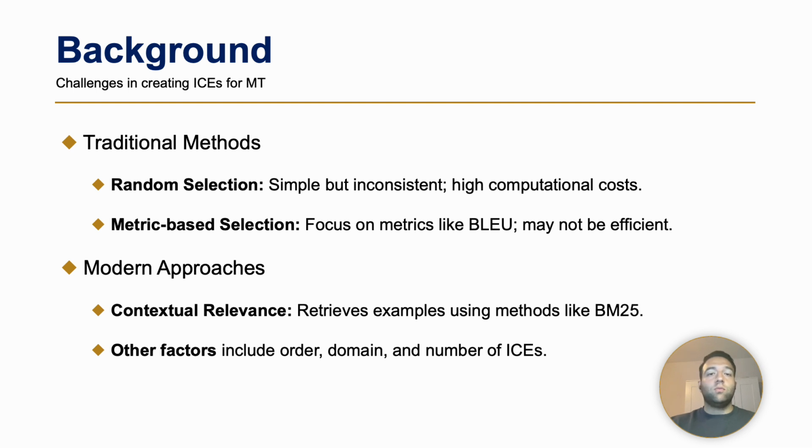Traditionally, creating in-context examples for machine translation involves either random selection or using a strategy such as maximizing an evaluation metric like BLEU to choose examples that improve the metric. Random selection is simple and easy in terms of implementation, but it can lead to inconsistent results and end up being costly in terms of computation. However, recent state-of-the-art in-context learning approaches focus on retrieving training examples that are closely relevant to the context of source sentences using unsupervised retrievers such as BM25. Plus, recent research shows that things like the order of examples, the templates used, the domain, and the number of examples you pick can all significantly affect the translation performance.